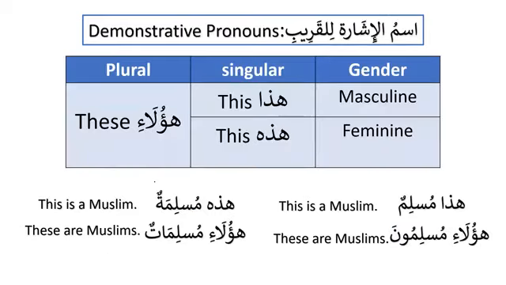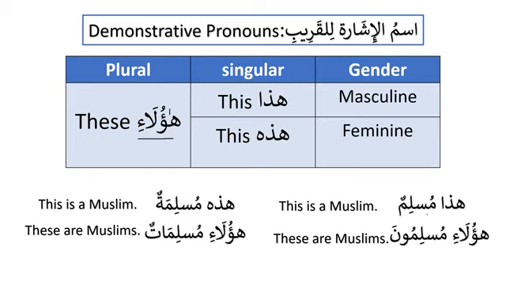Then we will see that the ism al-ishara lil qarib, the demonstrative pronoun, for the masculine singular we say hada, and for the feminine we say hadihi, and that is for the singular. And the plural is the same for both: haulai, which is used for both the feminine plural and the masculine plural. So the chart is complete over here. It is complete for the singular and for the plural.